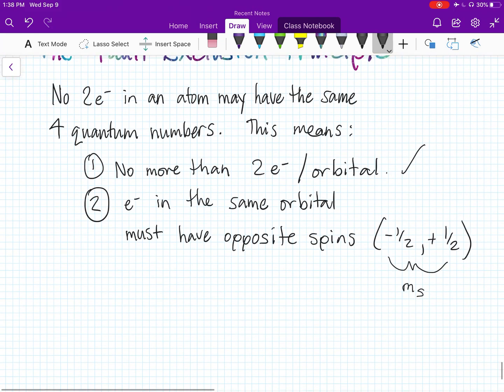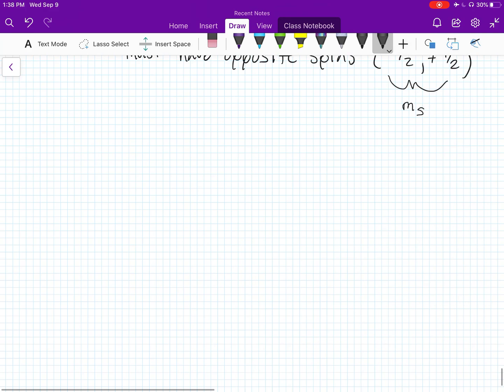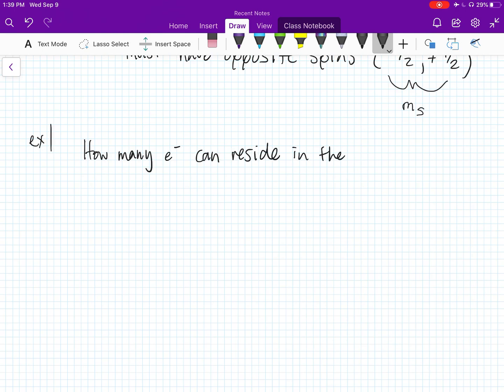Let's do an example problem of the sort that you'll have to do on the chapter 2 homework. How many electrons can reside in the 2p sublevel? When you're asked a question like this, it's implied that you're looking for the maximum number of electrons that are possible in that sublevel. So we have to break down what 2p means. 2p, the 2 means that n equals 2. The p means that L equals 1.